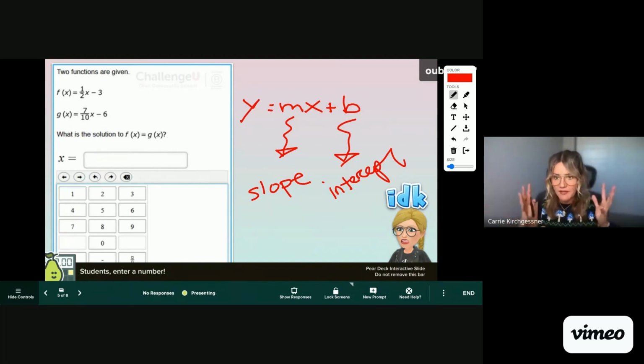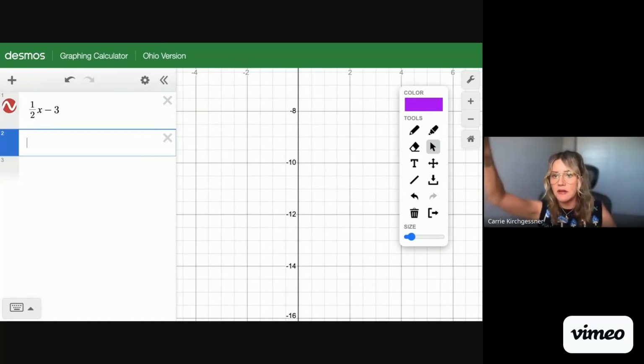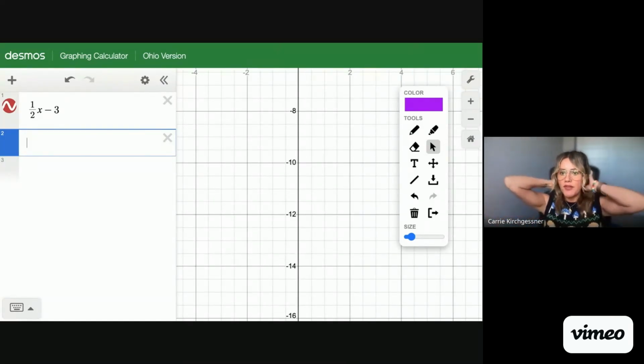So all we have to do to find the solution to these two functions is, algebraically, we would set them equal to each other and solve for X, but we don't have time for that today. What we're going to do is plug those two functions into Desmos. So here we go. I'm going to share my Desmos tab with y'all, and I'm going to plug in 1/2 of X minus 3 for my first function. And then if you click enter, it lets you go to the next function. So for g of x, you don't have to type in g of x or f of x. Just type in what the function is.